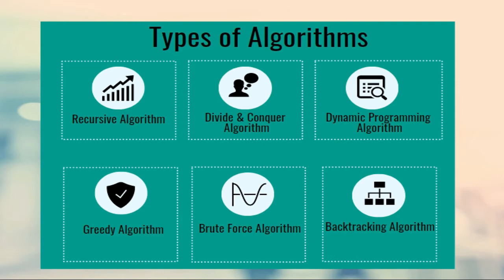Similar to divide and conquer algorithm, the dynamic programming algorithm simplifies a complex problem by breaking it down into some simple subproblems. However, the biggest difference between them is that the latter requires overlapping subproblems while the former doesn't need to. Fourth is the greedy algorithm.